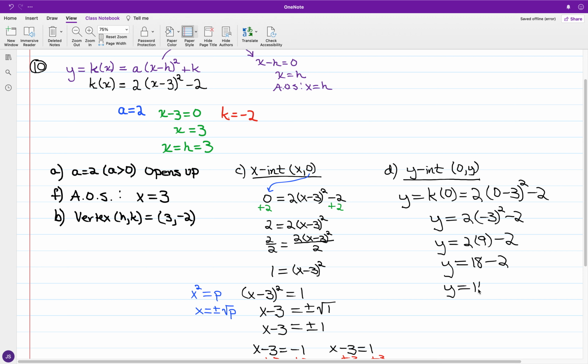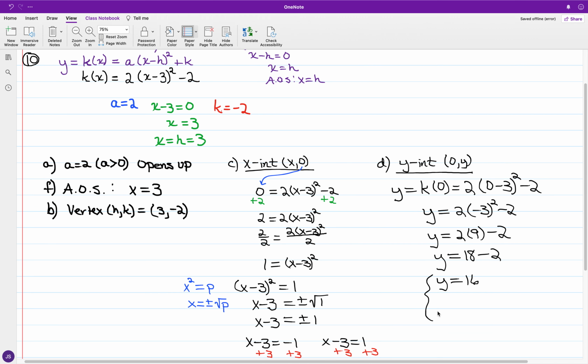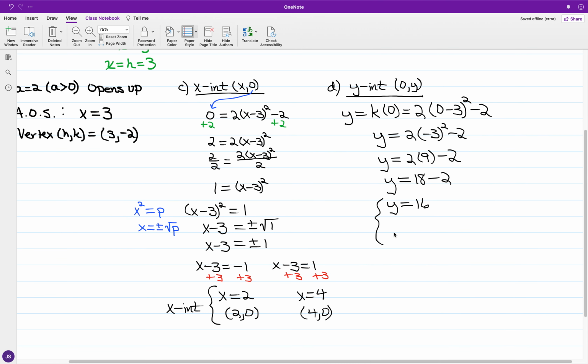And 18 minus 2 becomes 16. So we're going to have a y-intercept. So you have y is equal to 16, and in ordered pair terms, we come out to (0, 16).